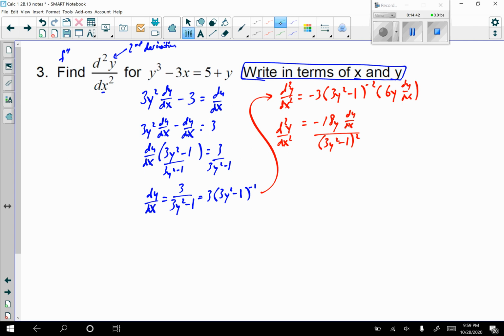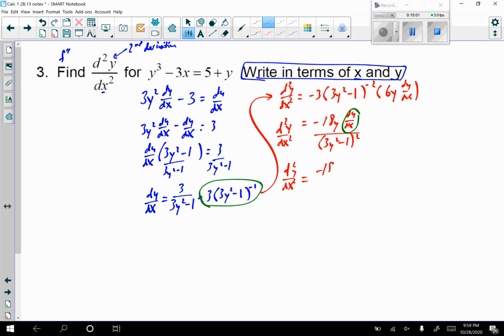So guess what we get to do? Along the way, we found dy/dx. We can use either one of these. Okay, let's use this one. That can substitute in. So the last piece we're going to substitute. So this is the second derivative, d2y over dx squared.